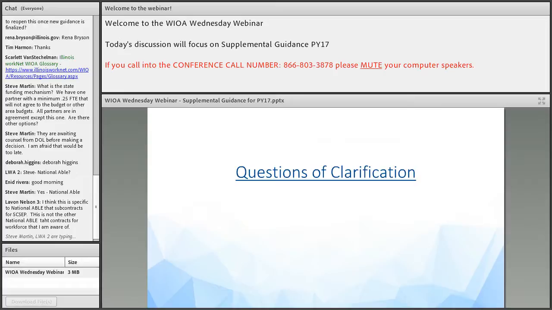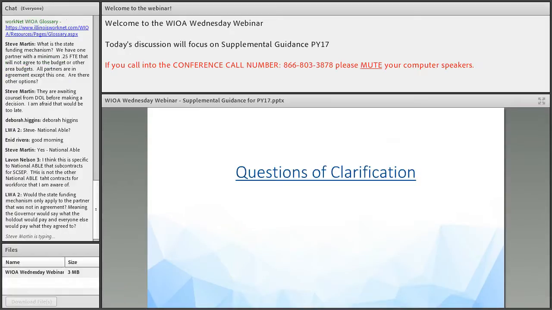And the guidance that we would say to that is that local partners do what you need to do to agree, but we would advise you to comply with the governor's guidelines at the same time. Mike, do you have anything else to offer about that? Okay.